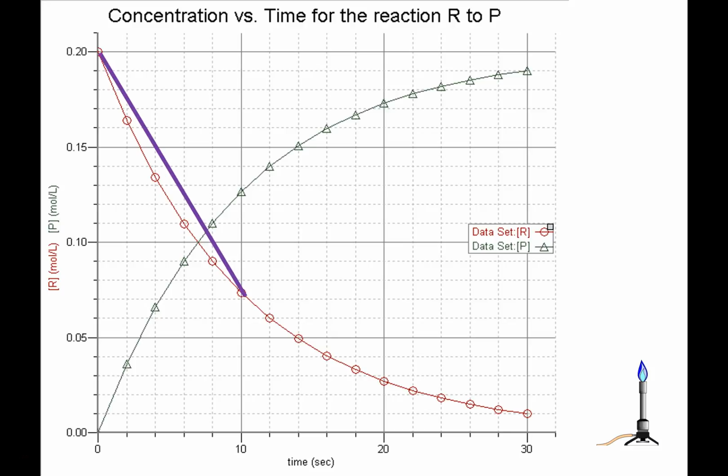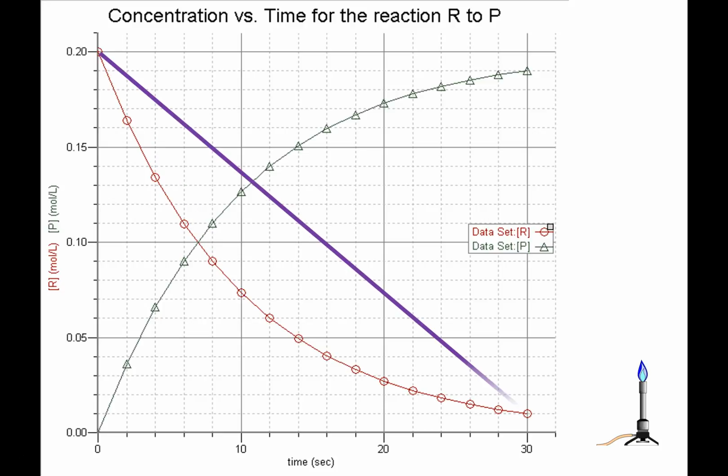I could go ahead and get a reaction rate, like I think I might have told you a minute ago, by going over the first 10 seconds. And this is what it would look like. I could go over the whole enchilada for 30 seconds. And you're going to get different rates.